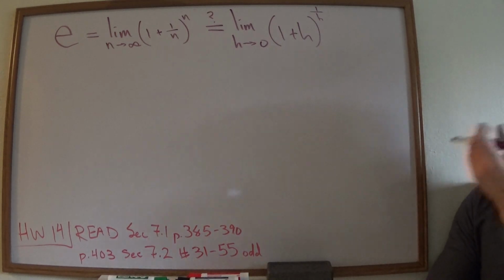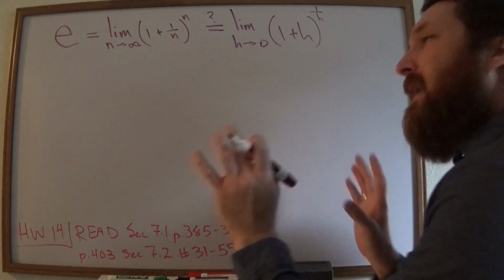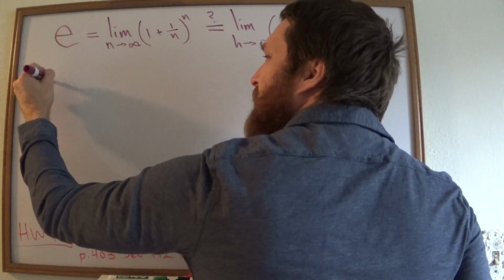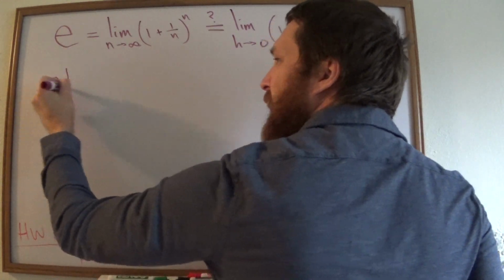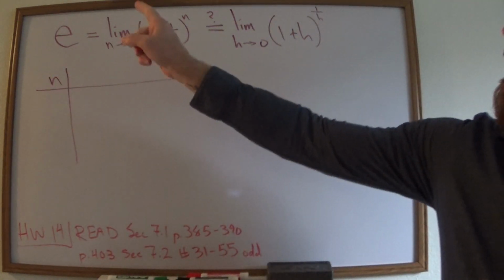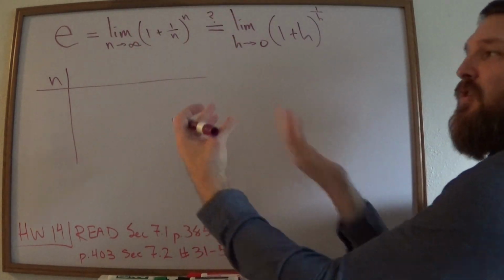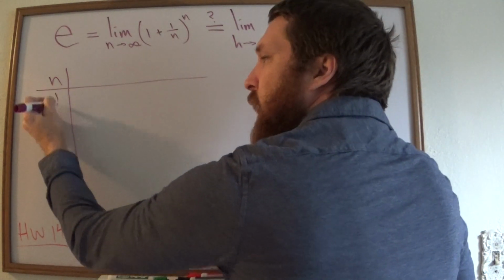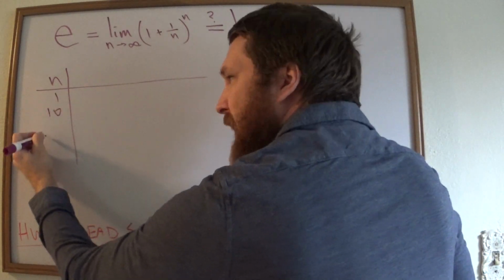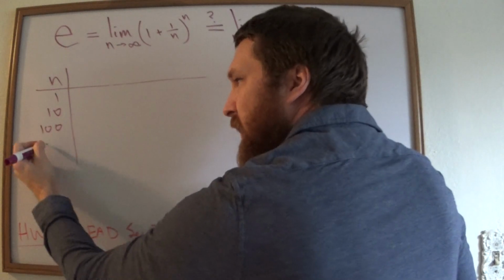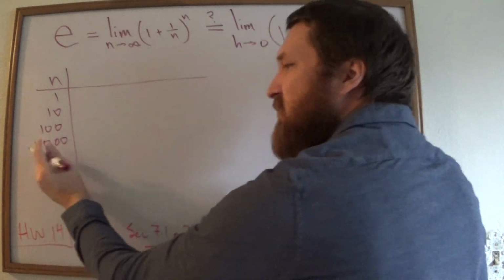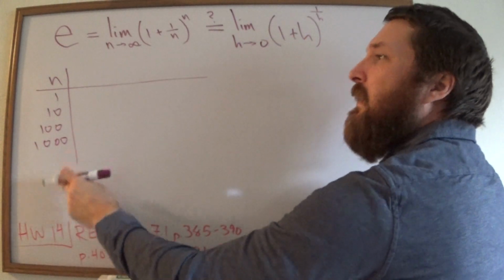Let's think about it. Yes, it does make sense, and I want to be very explicit here. I'm going to make a little table. There's n. Because we're thinking here, n is going to get larger and larger and larger. So as we make it bigger, it'll get up to 1, and then it'll get up to 10, and then eventually it'll get up to 100, and then it'll get up to 1,000, and so on and so forth.